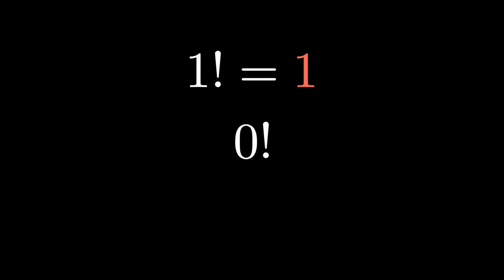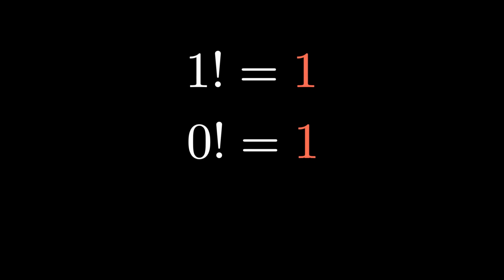But what about 0 factorial? So 0 factorial is essentially saying, hey, how many ways can we arrange 0 items? And you might think there's 0 ways, but actually 0 factorial is equal to 1 as well. Now, I know this is probably really confusing, so we're actually going to be going over two explanations as to why 0 factorial is equal to 1. So hang tight.